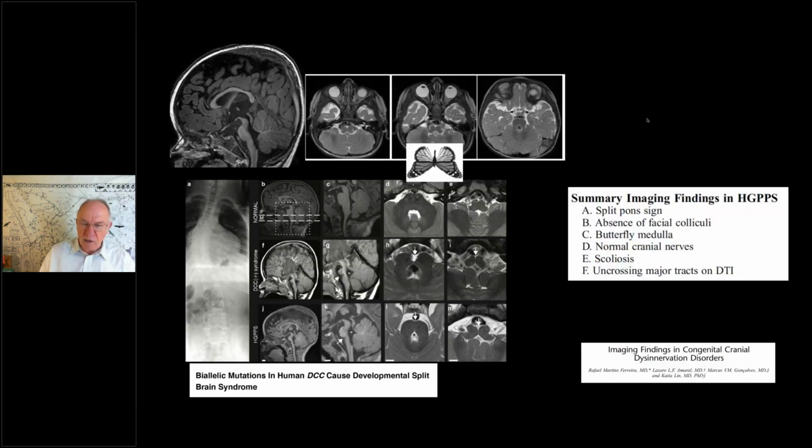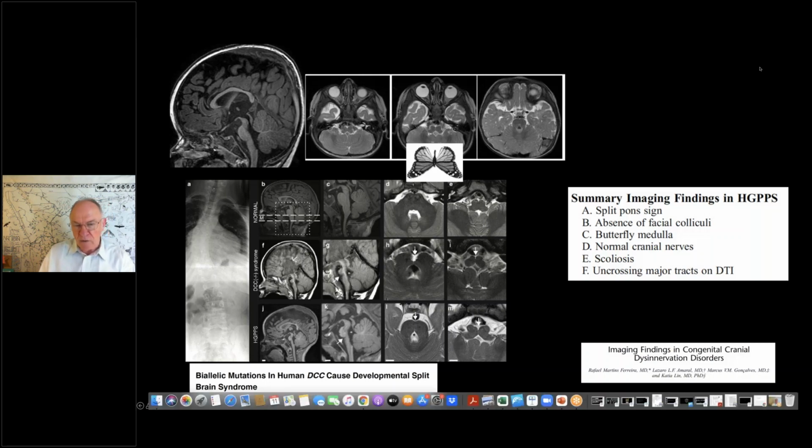ROBO3 is an axonal guidance disorder, and all tracts do not cross, in contrast to Joubert syndrome, where only a few tracts do not cross. Joubert syndrome has, as a rule, no scoliosis, and the explanation in ROBO3 is that you develop scoliosis because motor and sensory tracts do not cross. Maybe it's not correct, but it's the best explanation.